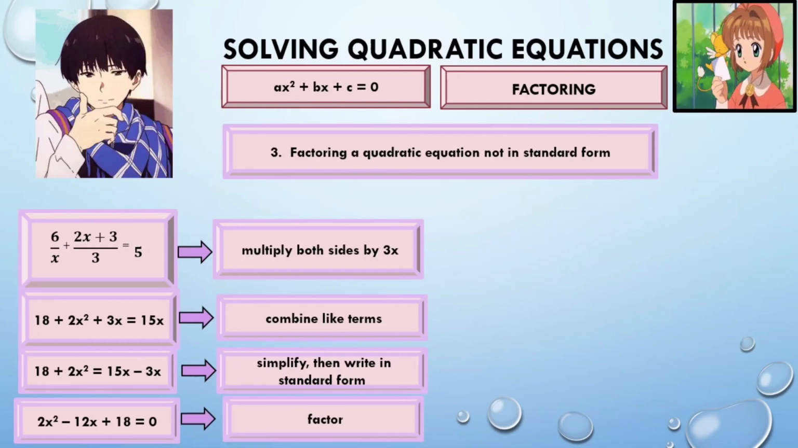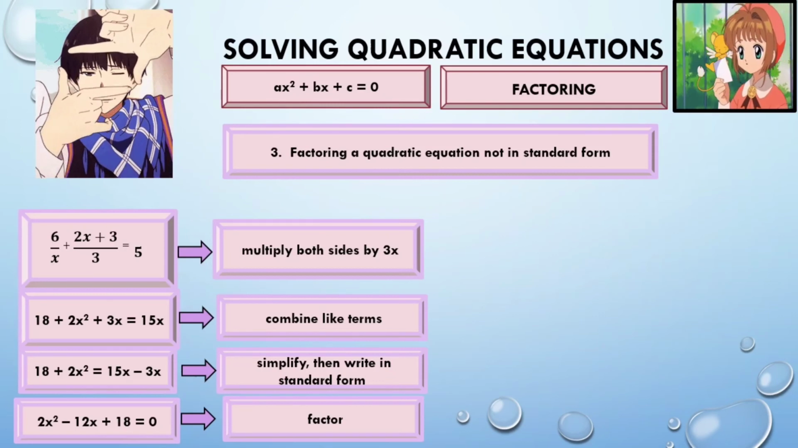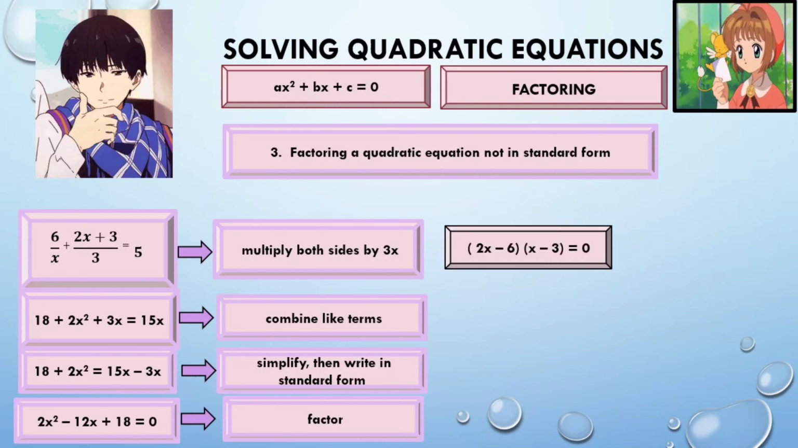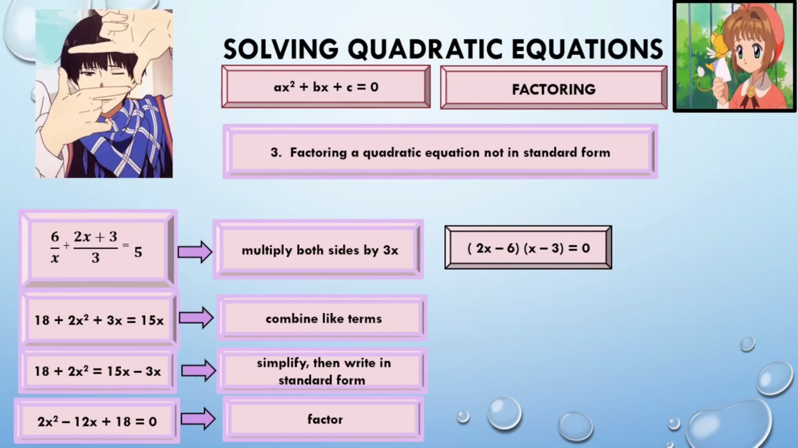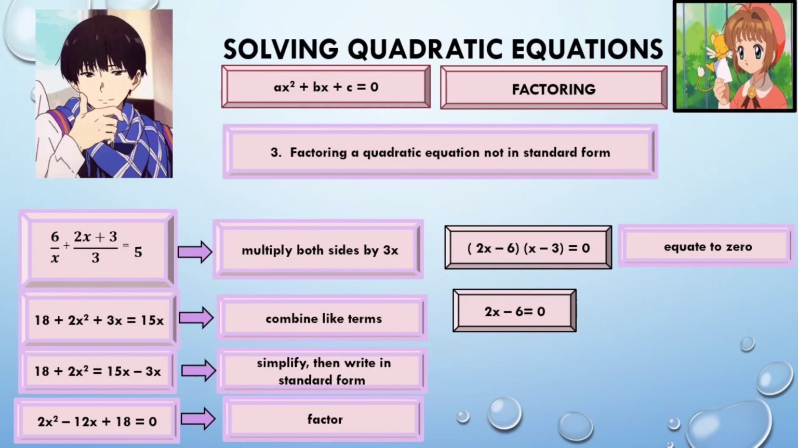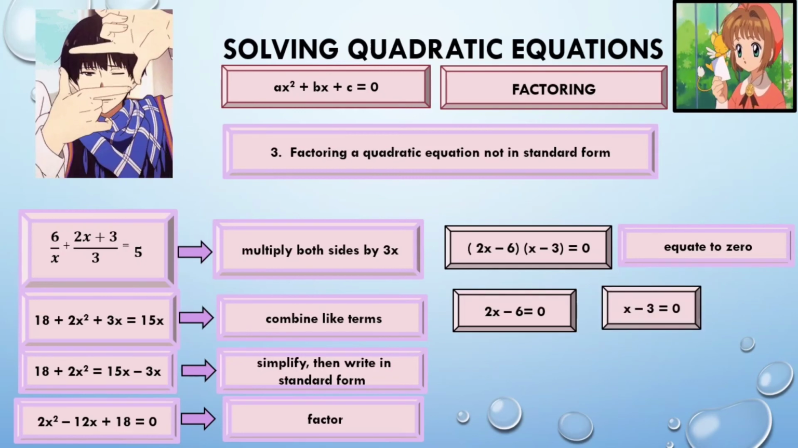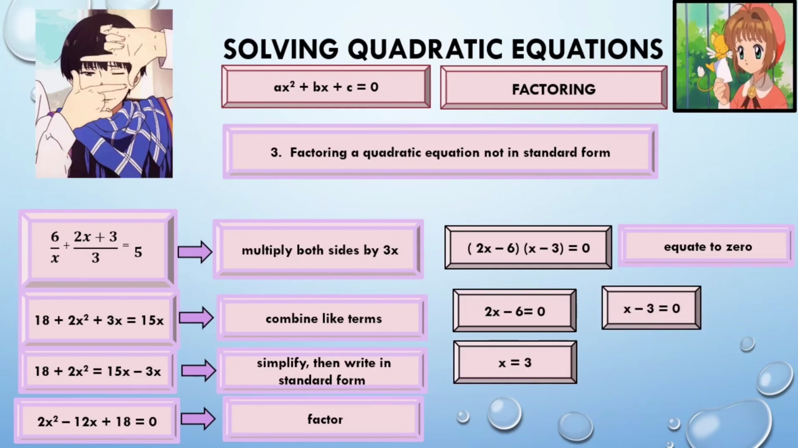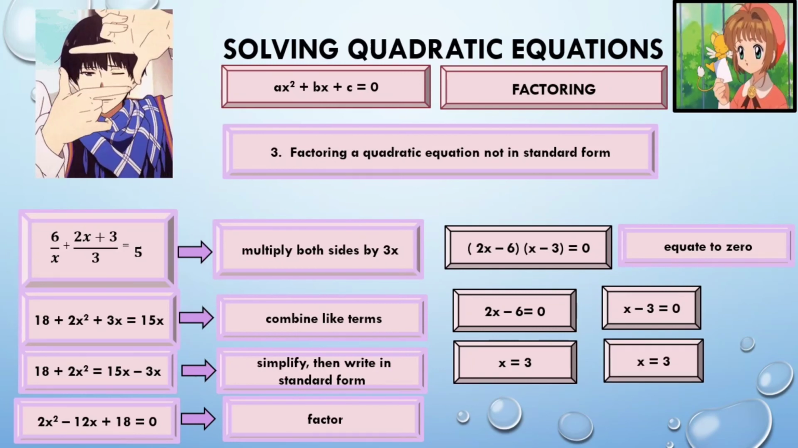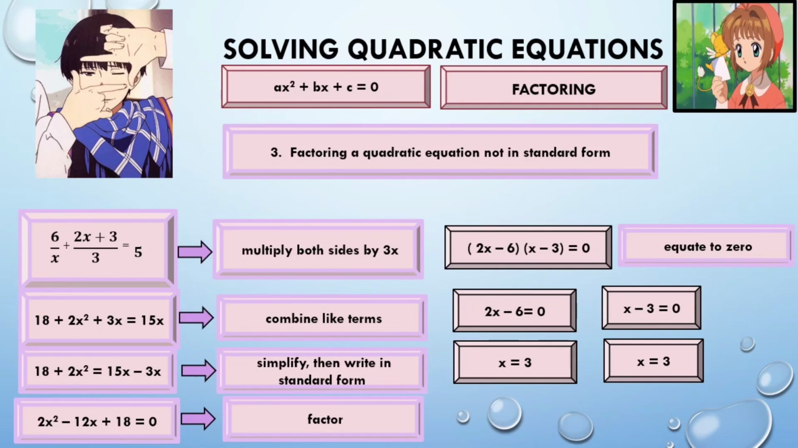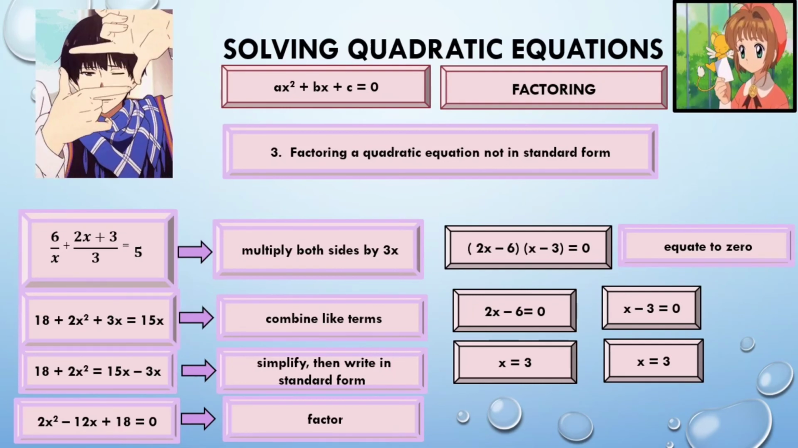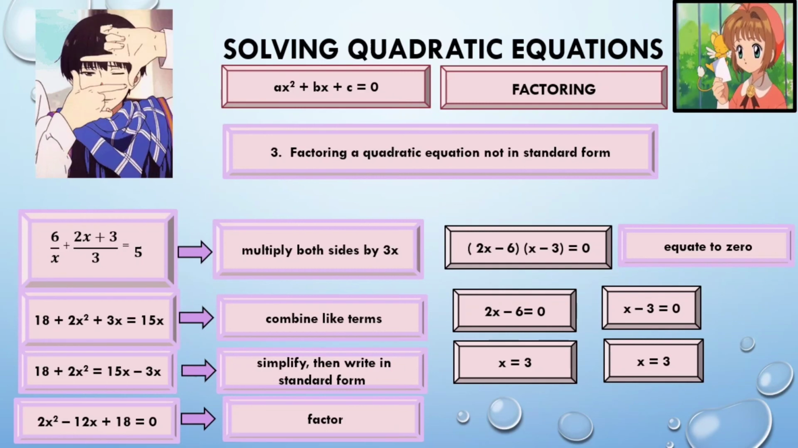Okay, so find the factor of 2x squared minus 12x plus 18 is equal to 0. So that will be the binomials 2x minus 6 and x minus 3. And then equate to 0. 2x minus 6 is equal to 0, and x minus 3 is equal to 0. Okay, and then find the value of your x. Don't forget to find the value of your x. Remember that a quadratic equation should have two values or two roots, or some other terms, solutions.